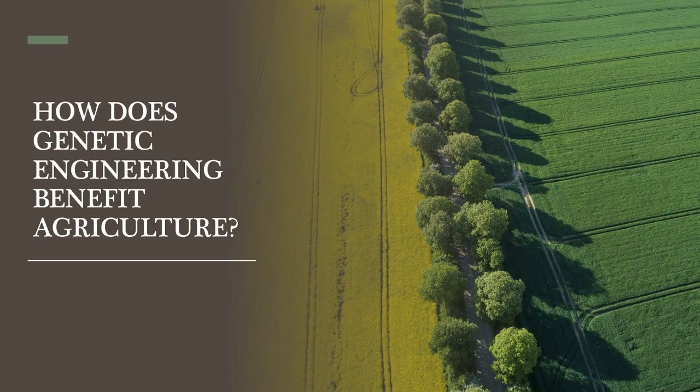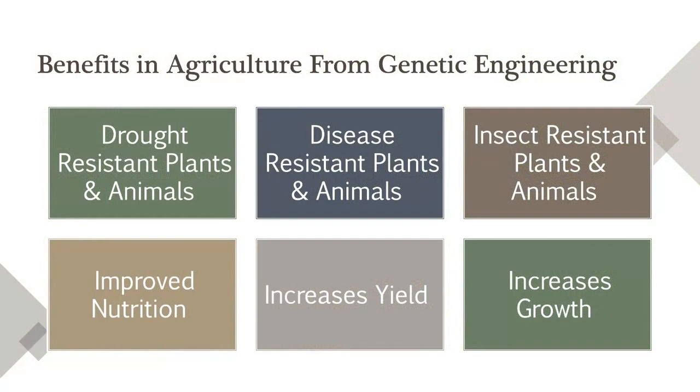How does genetic engineering benefit agriculture? Genetic engineering is widely used because it provides benefits in agriculture and acts as a solution to challenges that farmers face. So the benefits in agriculture from genetic engineering are they can create drought-resistant plants and animals, disease-resistant plants and animals, they can become insect-resistant, it improves nutrition, it increases yield, and it increases growth.